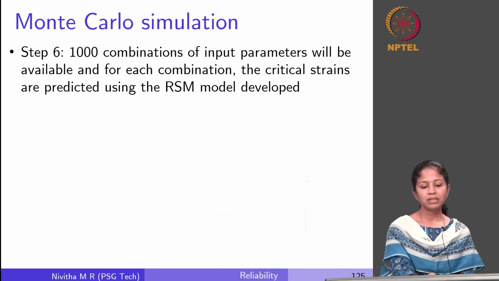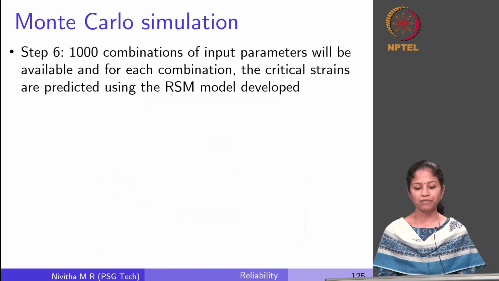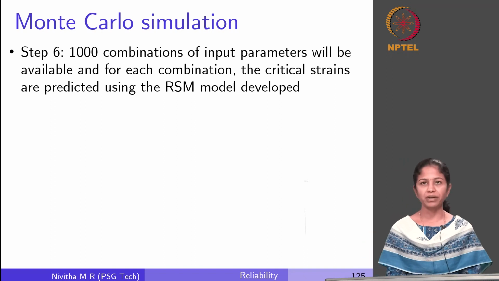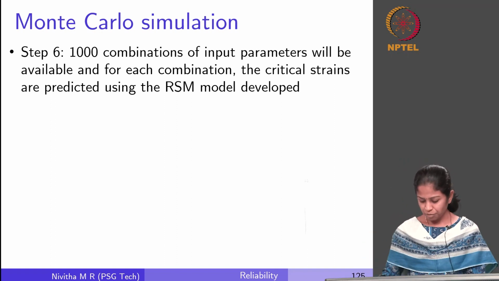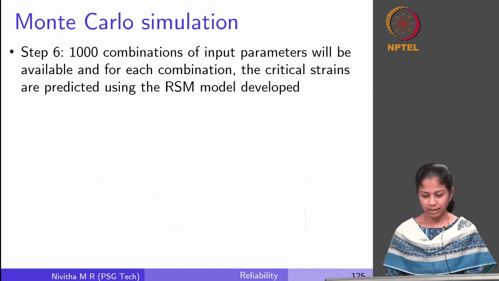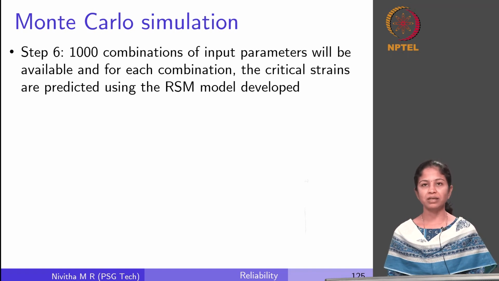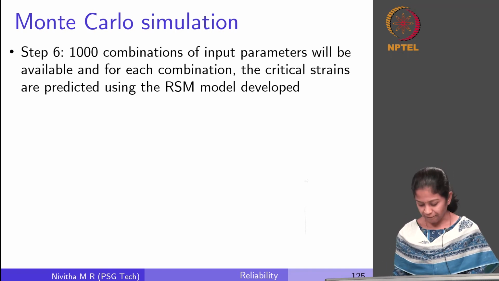So, the next step is to arrive at 1000 combinations of input parameters for each combination, right. So, what I had shown before. So, this I was intending to write it here and that is why I gave a blank. So, that we can arrive at the 1000 combinations here using the RSM model that was developed.